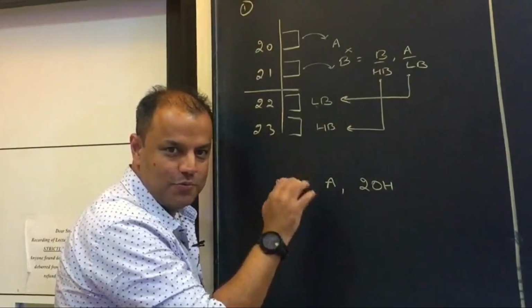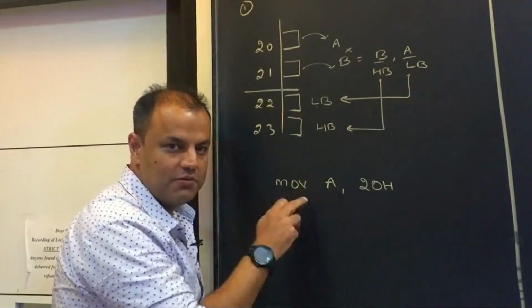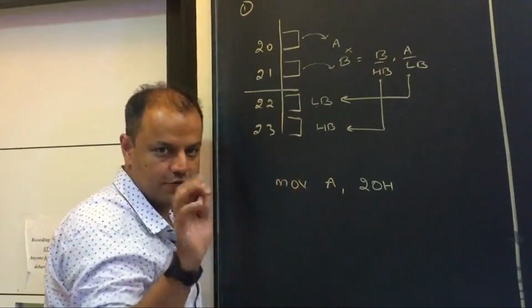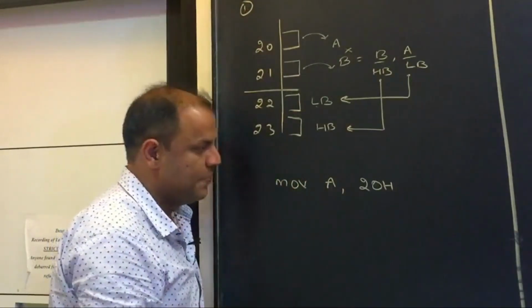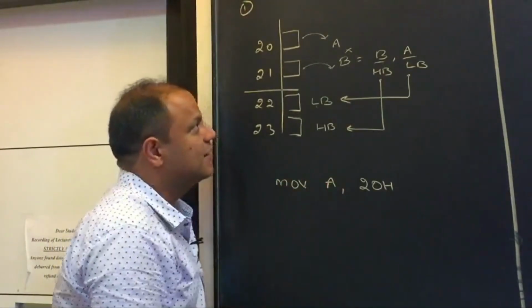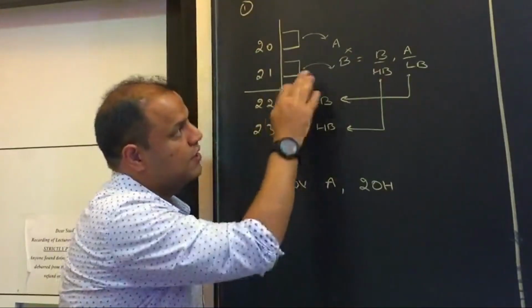And if there is an address, you don't put a hash. You just write a number. Number with a hash is data. Number without a hash is address. You know that, right? You know addressing modes, right? So move A, comma 20. A gets the contents of 20. Now similarly get the contents of 21 into B.